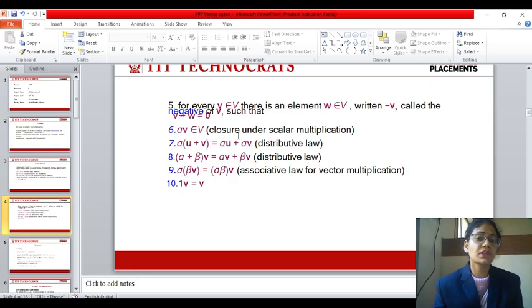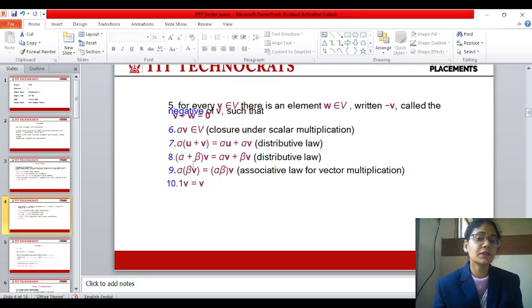Next we have closure under scalar multiplication. That means if I multiply any scalar number with a vector, the resultant will again be an element of vector space V. This is the distributive law. Now we are going to distribute a scalar a over two vectors u and v, and this will be equal to a times u plus a times v.